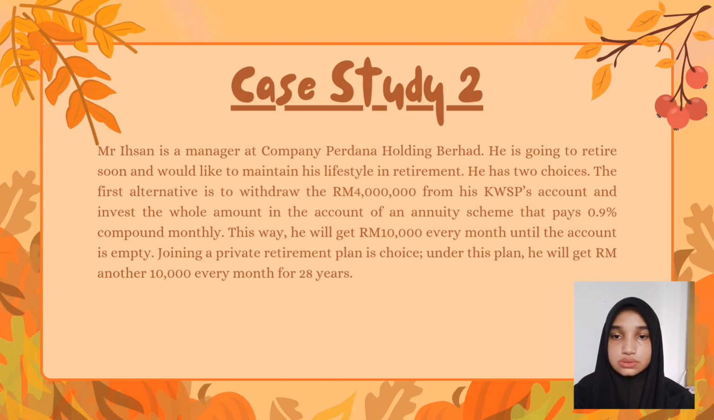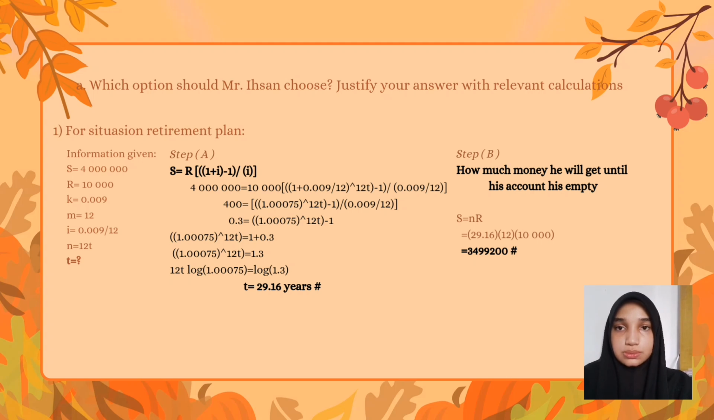Joining a private retirement scheme is also a choice. Under this plan, he will receive another 10,000 every month for 28 years. Question A. Which option should Mr. Isan choose? Justify your answer with relevant calculations.